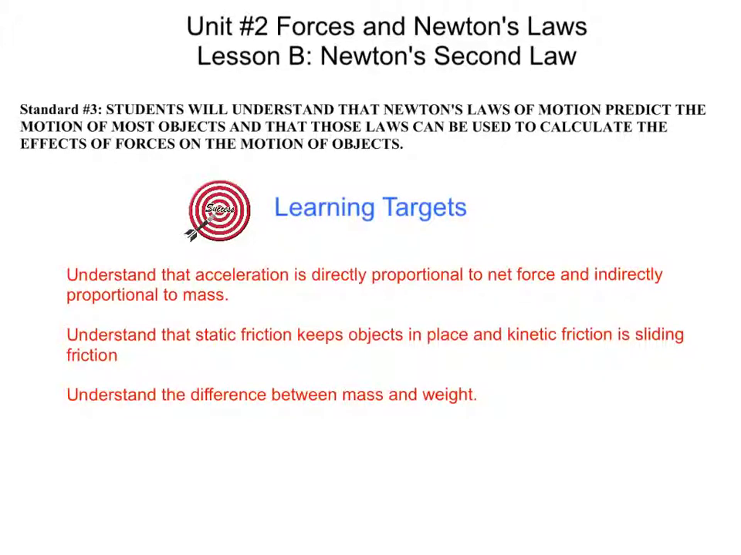Here's lesson B of Unit 2, Newton's second law, and our targets here are to be able to understand that acceleration is directly proportional to net force and indirectly proportional to mass. Understand that static friction keeps objects in place and kinetic friction is sliding friction, and understand the difference between mass and weight. So in this lesson we're going to be focusing on things that affect acceleration and friction and mass and weight.